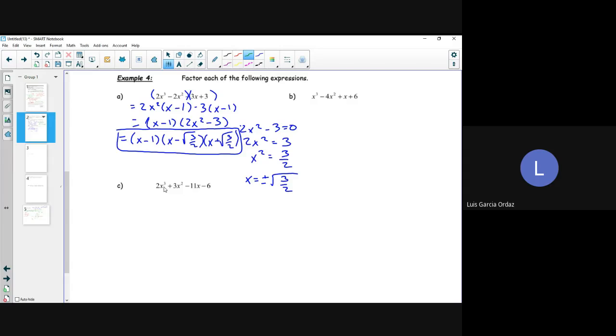So this is where the annoying part comes. We have to list all the factors of P. So what are all the factors of 6? 1, 2, 3, 6. Yep. And then Q is just positive and negative 1, which means that P over Q just gives you back P.